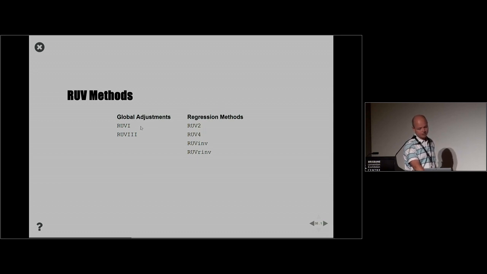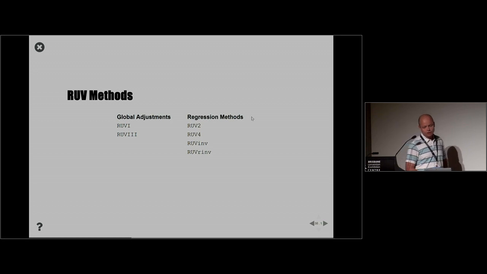The global adjustments, there's basically two methods, RUV1 and RUV3. RUV3 is the one that I showed you that takes as inputs negative controls and replicates. RUV1 I'm not going to really talk about today, but this makes use of external information that you might have about all of the different genes. So things like their GC contents, their length, and anything else that might affect how unwanted variation affects them. Okay, so those are the global adjustment methods, and again, today I'm just going to focus on RUV3.